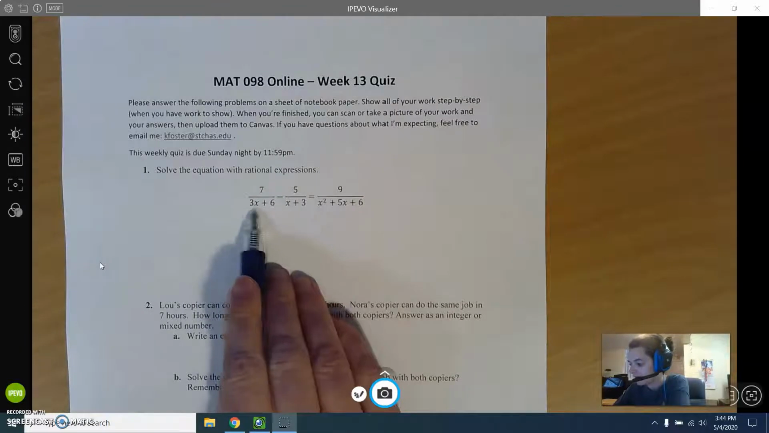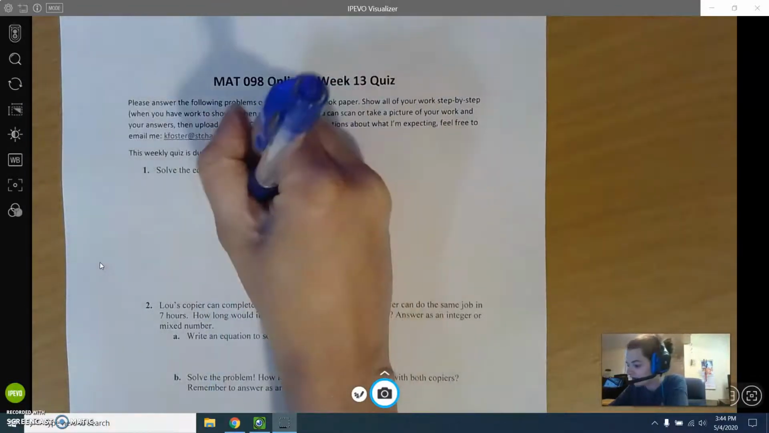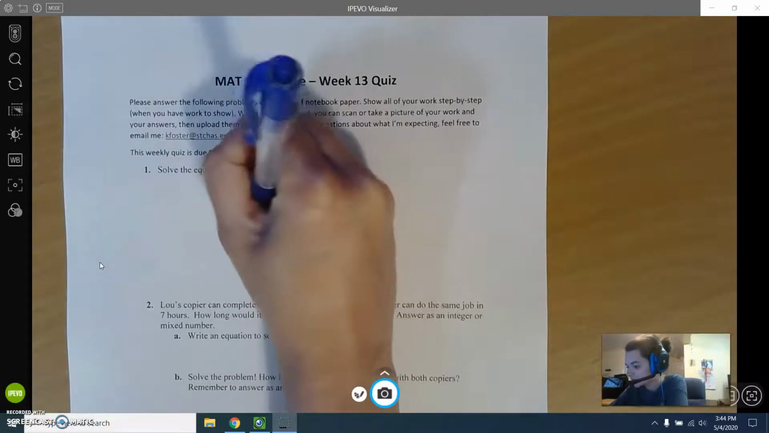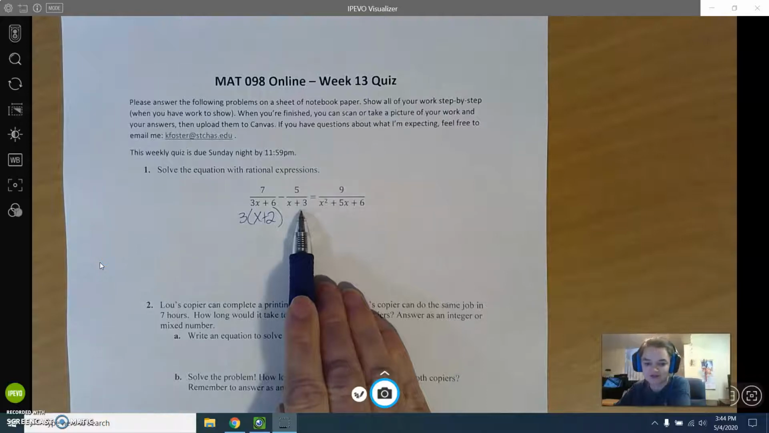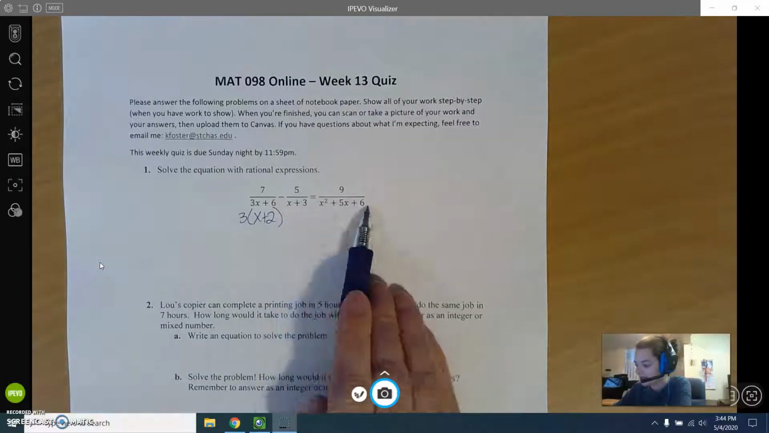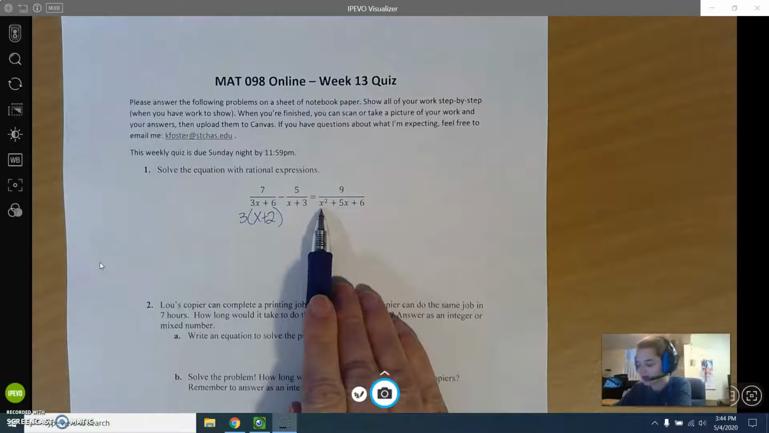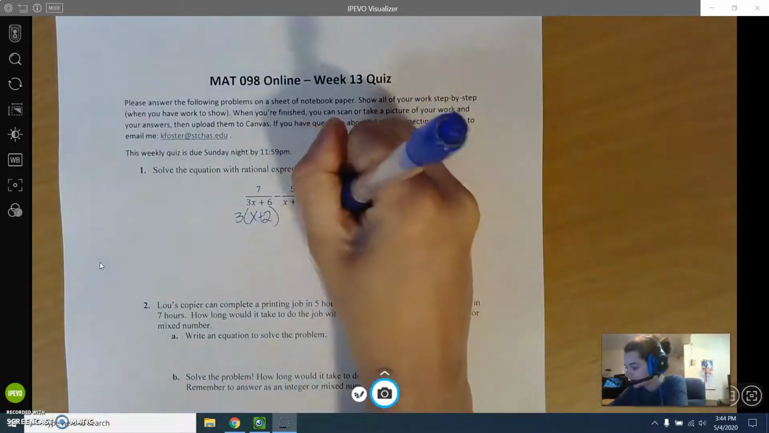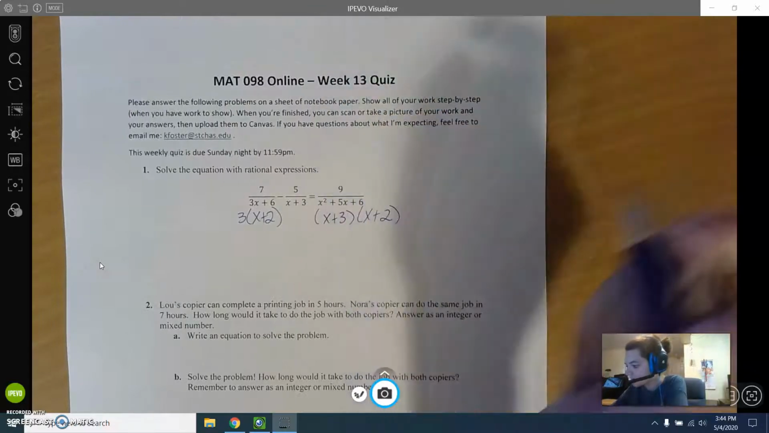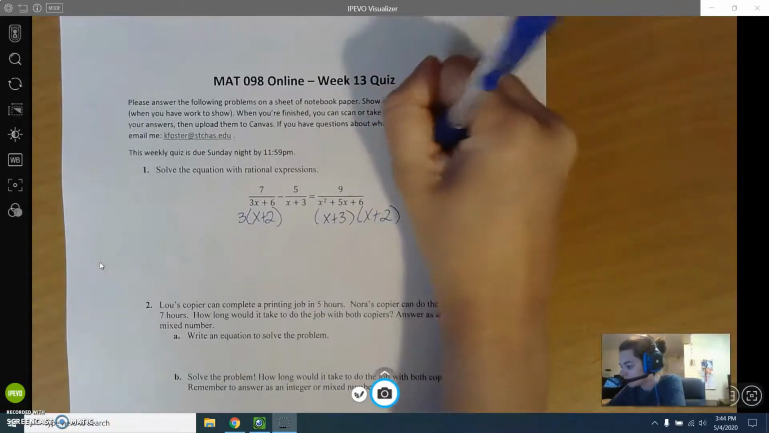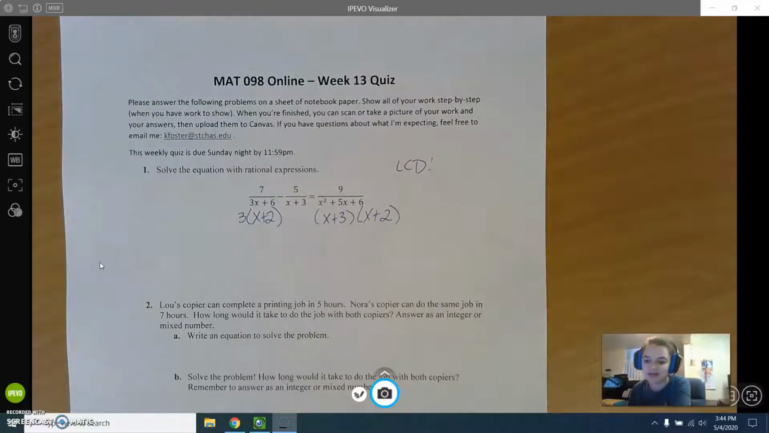So my denominator of my first rational expression, the 3x plus 6, factors as 3 and x plus 2. My next denominator is just an x plus 3, so that doesn't factor at all. And my last denominator is x squared plus 5x plus 6. That one factors out as x plus 3 and x plus 2. So my least common denominator, if you remember, has all of the factors from all the denominators, the maximum amount of times that it ever occurs.